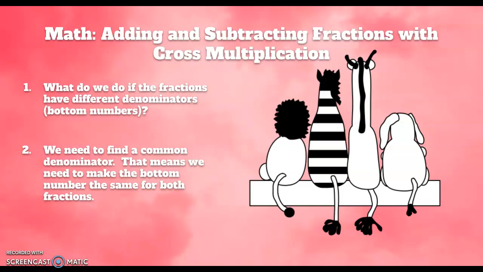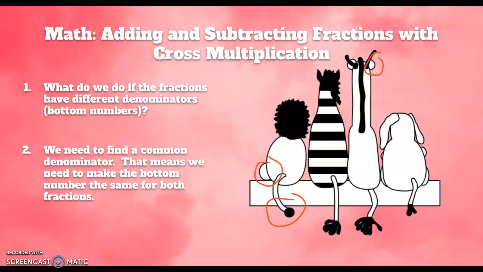Commonality, so when we talk about a common denominator, we're finding things that are the same. For instance, this little group of friends here, they have some things that are the same. They all have tails. They have 4 legs. They all have ears. Okay, they have things that are in common.